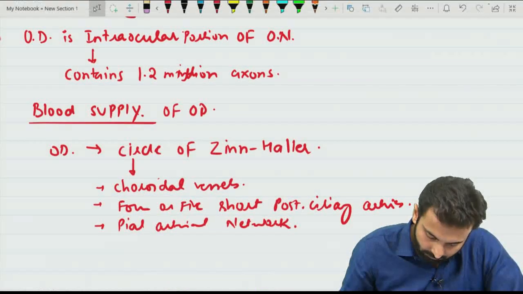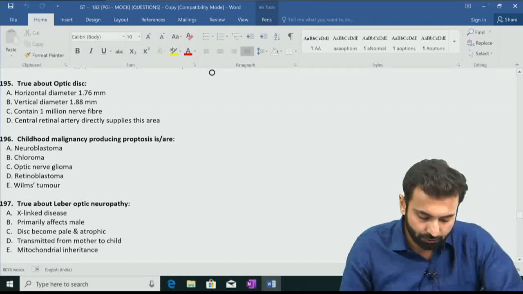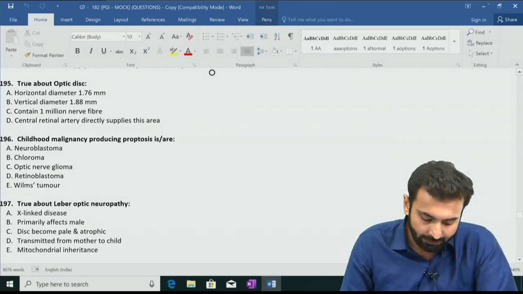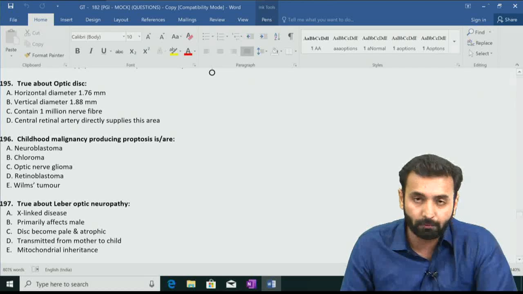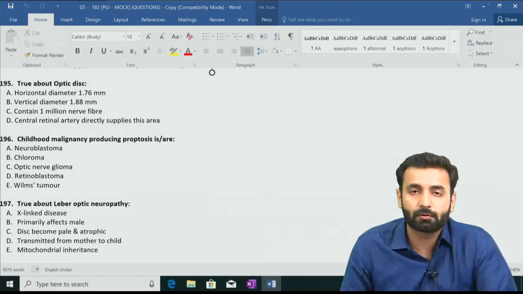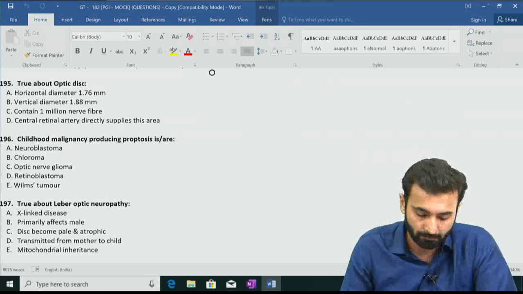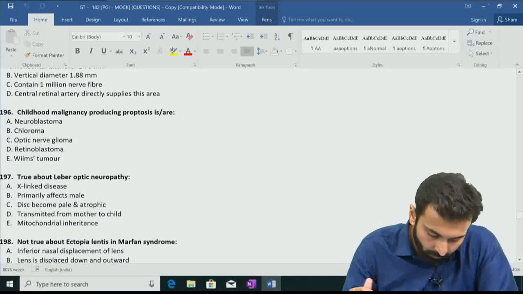Now coming to the next question, question number 196. Childhood malignancy producing proptosis is or are. So what is proptosis? Proptosis is the forward protrusion or bulging of the eyeball in relation to your lateral orbital rim. So let's see what the options are.